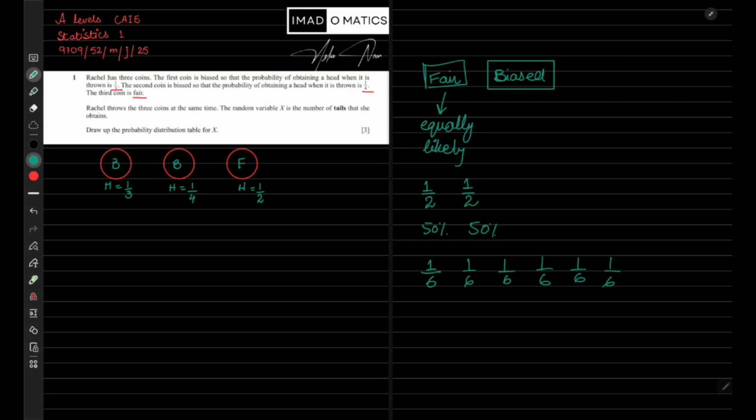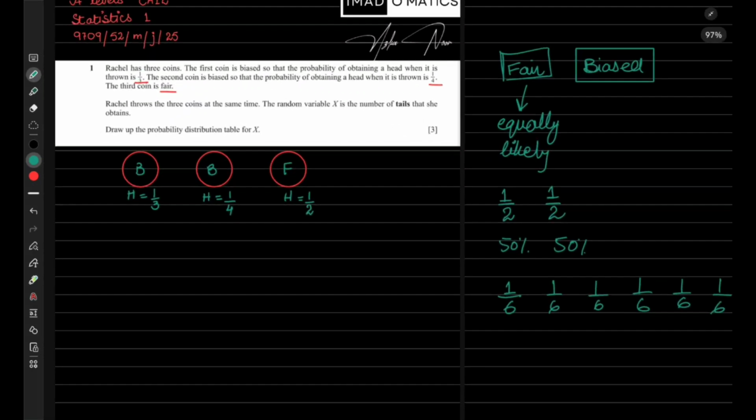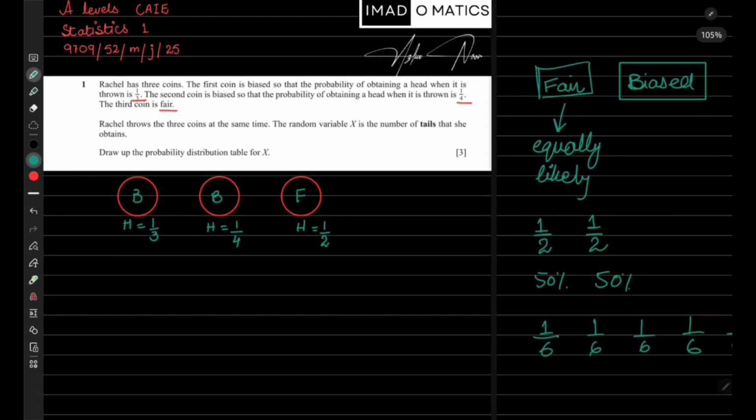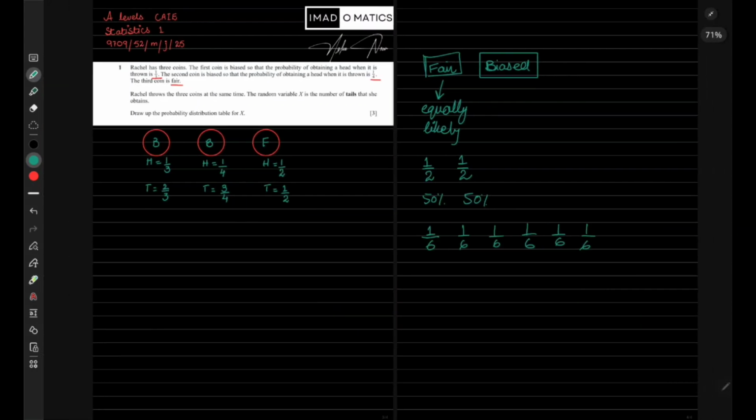Second thing is that the sum of the probabilities in any event is equal to 1. So the probability of getting a tail in the first coin will be 1 minus 1/3, that is 2/3. For the second coin, the probability of getting a tail would be 1 minus 1/4, that will be 3/4. And for the fair one, we know that both will be 1/2 and 1/2. So this is all.